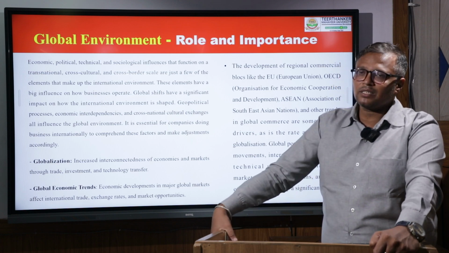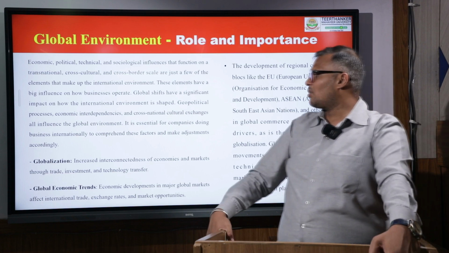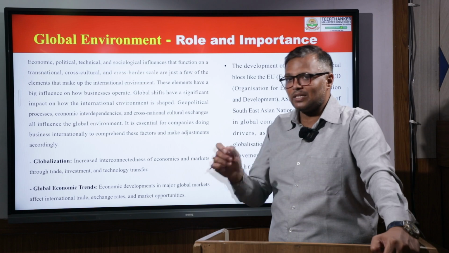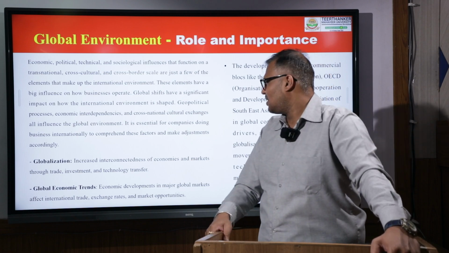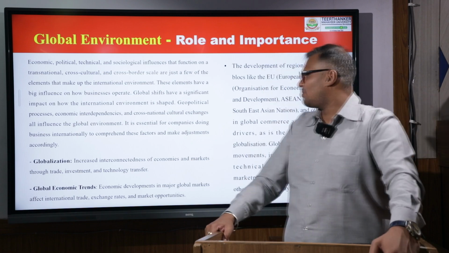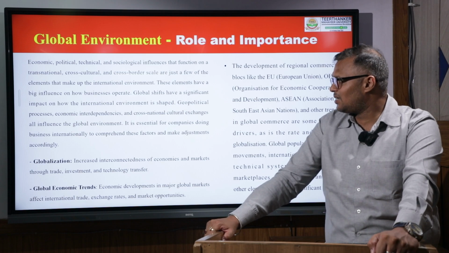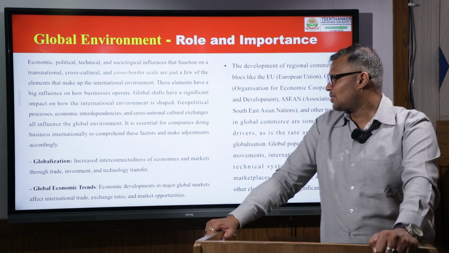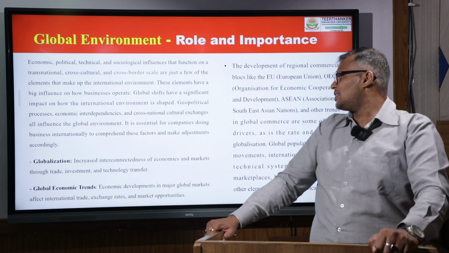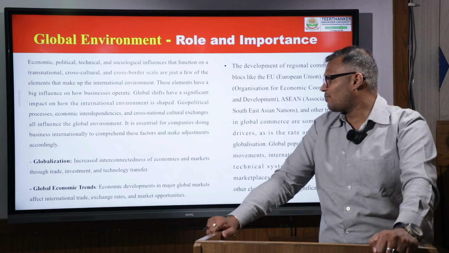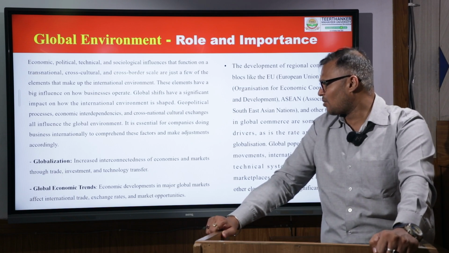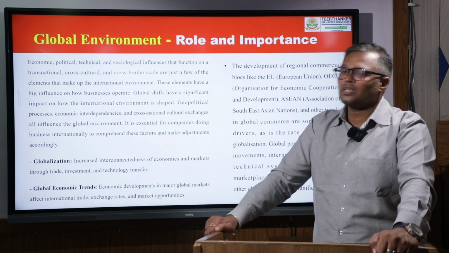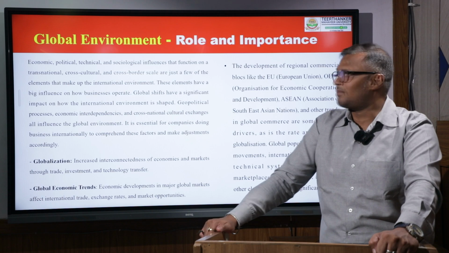This global environment is very important because of the first reason called globalization. Globalization means more interconnectedness among the nations, among various economies, among various markets with respect to trade, investment, and technology transfer. And the second is the role of global economic trends. The global economic trends represent the change in economic developments, either because of international trade, exchange rates, or market opportunities. These global markets are studied using the study of the global environment.